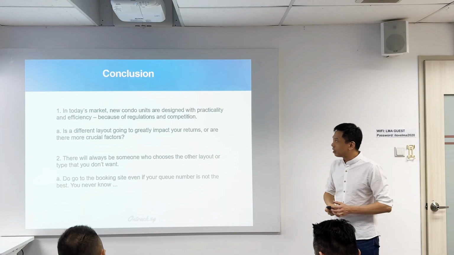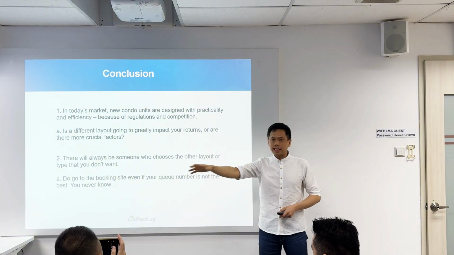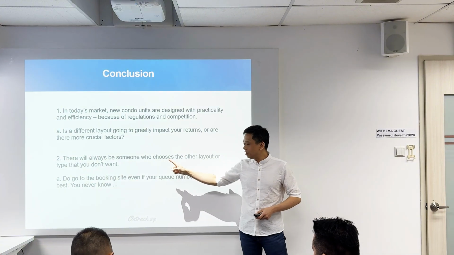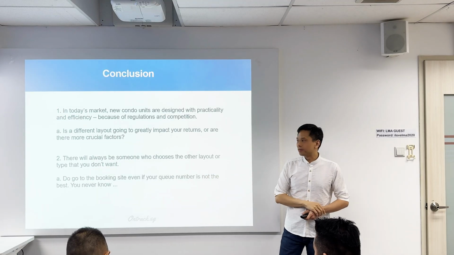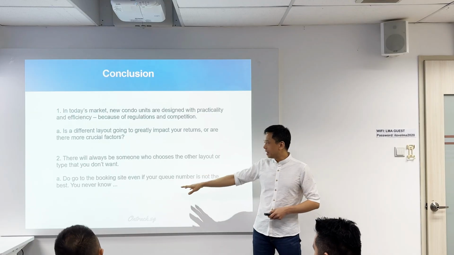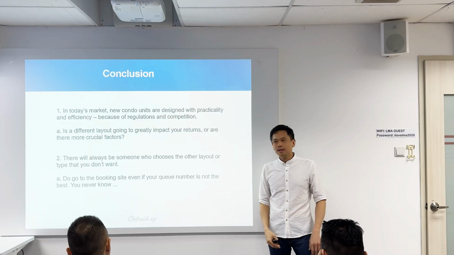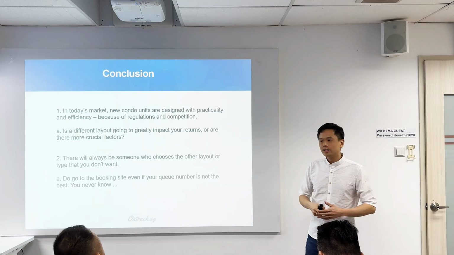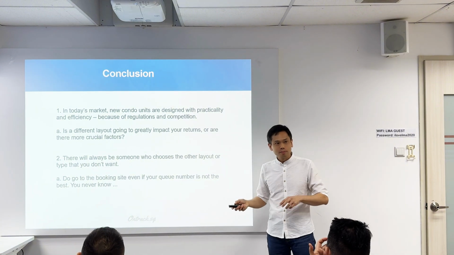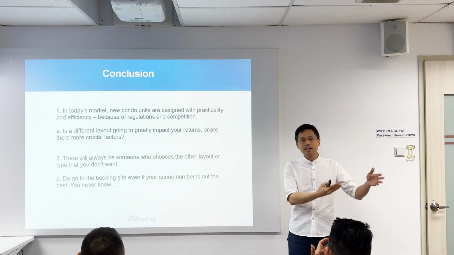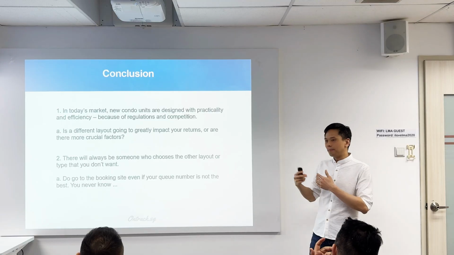The second thing I want to address is this. Just now we did this exercise, and we found out that even if we don't like the unit or the facing, there will always be someone else who chooses the other one. So if any of you are going for the balloting and the booking, even if your queue number is not good, don't give up, because you never know. Maybe all the people in front of you choose other layouts, other facing, and you may get your unit, even though your number is not that good.